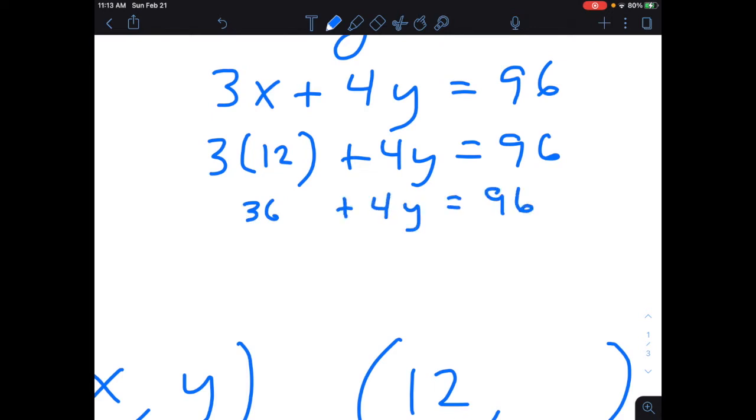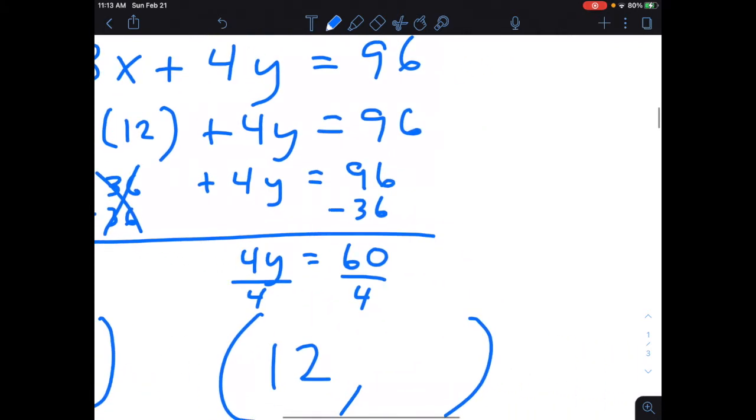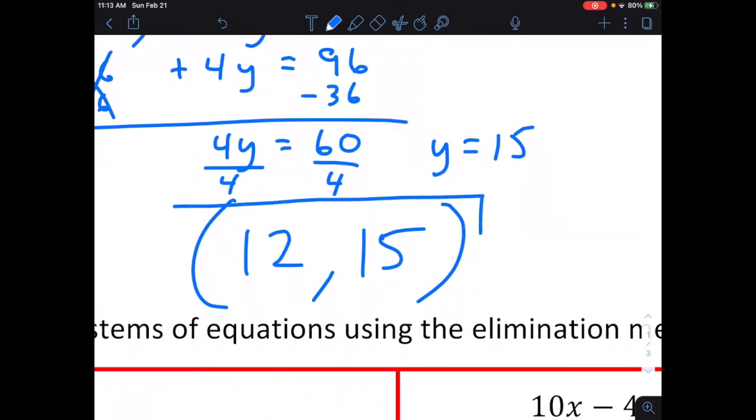Okay, so I just rewrite everything else like it is, plus 4y equals 96. And then I want to get the y by itself, so I start by subtracting this 36. So that allows that to cancel. So I have 4y equals 60. Divide by 4. So y equals 15. So that means I can plug in my 15 here, and I have my answer.